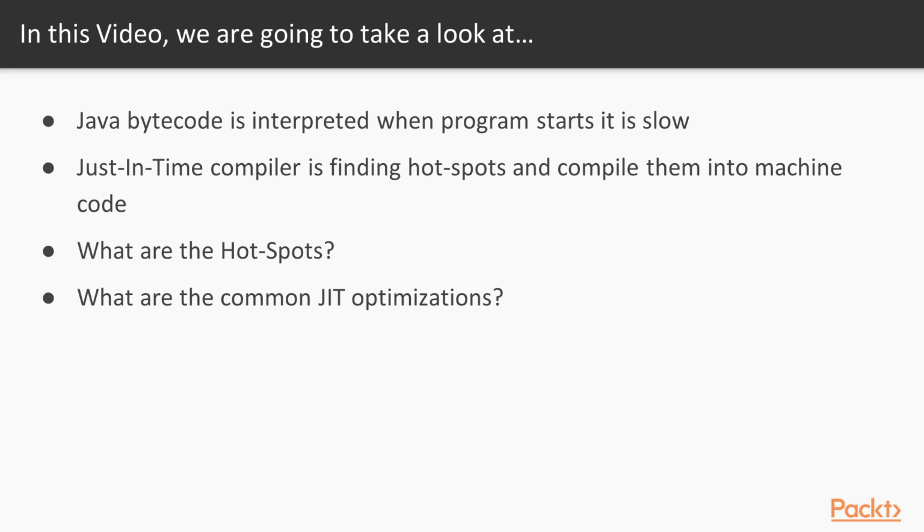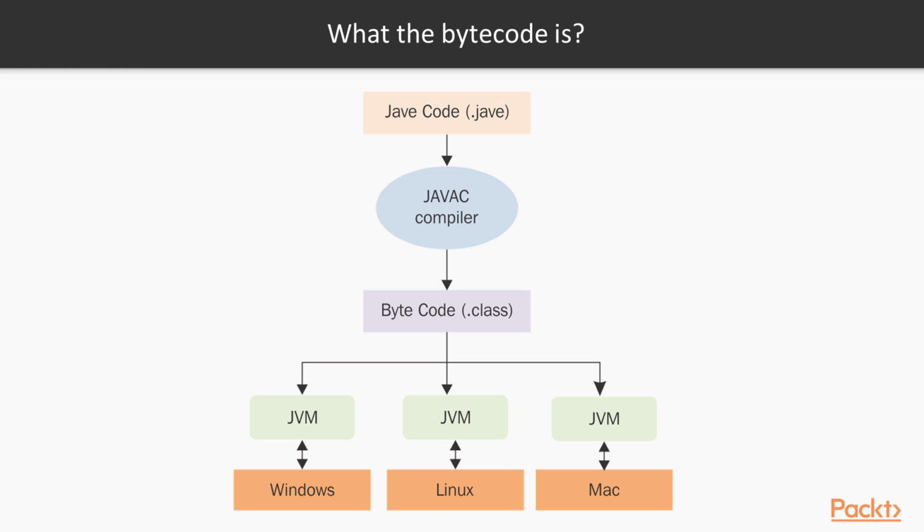We'll be looking at Java bytecode. That Java bytecode is interpreted when the program is starting, so it is very slow. And the just-in-time compiler finds hotspots and compiles them into machine code, into assembly instructions that can be executed by the CPU directly. We'll look at what hotspots are and what the common JIT optimizations are that can affect, and always affect, our code, and how to leverage them when we are writing our code. So let's look at the first question: what is bytecode?